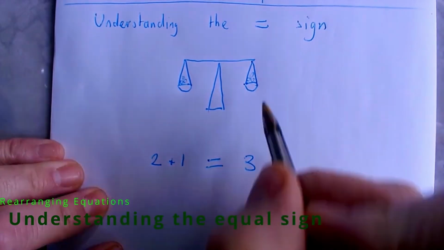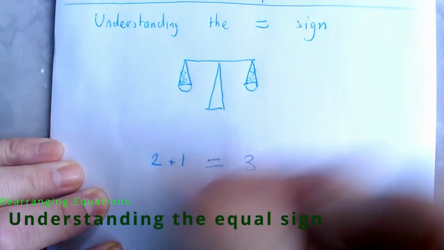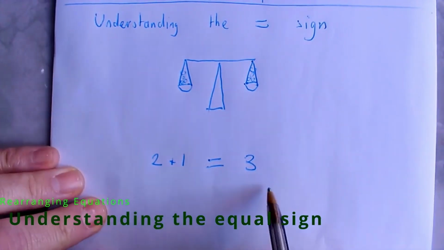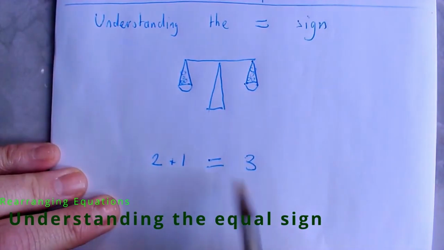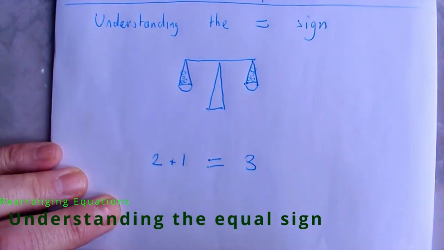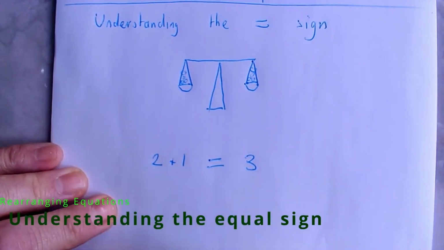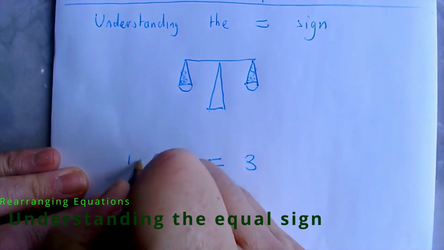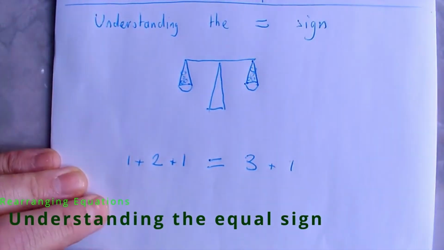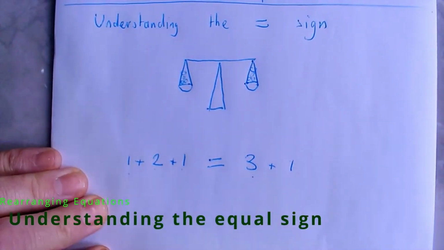And if you were to add weight to the left side, as long as you added the same weight to the right side, it would still remain balanced and equal. And the same is true for an equation, like we've got here. So I've got 2 plus 1 equals 3. And I can do anything I want to that equation in terms of writing anything I want on this side, as long as I do the same to the other side. So let's just add 1 to this side. As long as I do the same to the other side, it still remains true, because 1 plus 2 plus 1 is 4, and 3 plus 1 is 4.